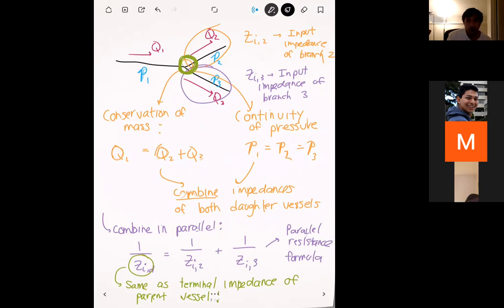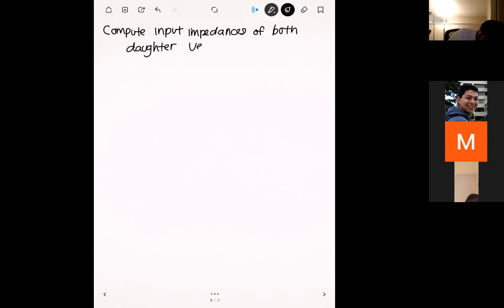All right. So let's jump into the details of this algorithm. The first thing we have to do is compute the input impedances of both of the daughter vessels, which we can do because what we're given in the problem is the terminal impedance of each daughter vessel as well as the characteristic impedance of both daughter vessels.